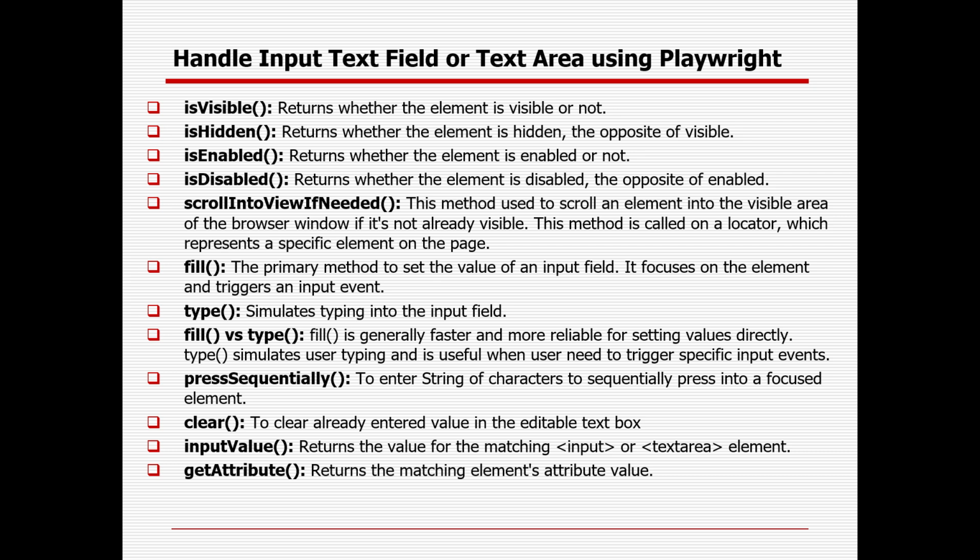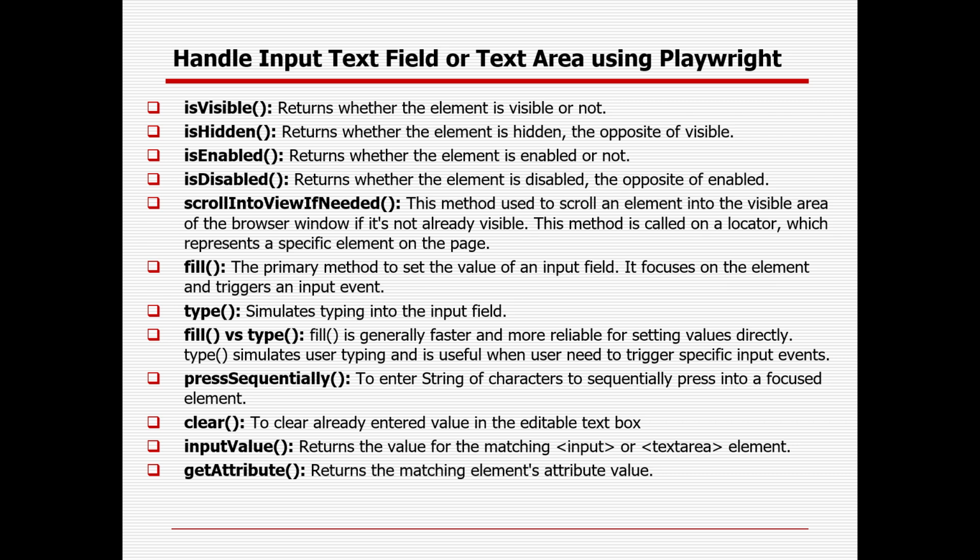Similarly, using Playwright with Java, there are a lot of important methods available through which we can interact with input text field or text area. So what are the important methods available? Like isVisible, isHidden, isEnabled, isDisabled, scrollIntoViewIfNeeded, fill, type, pressSequentially, clear, inputValue, and getAttribute. These are the important methods available to handle the input text field or text area.